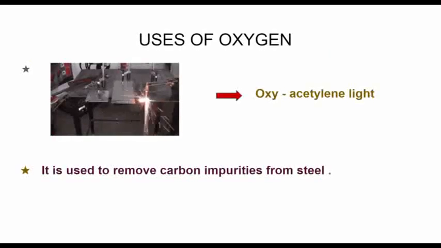Next, see what are the uses of oxygen. Oxygen is used in oxyacetylene torches. The oxyacetylene torch is used for cutting and welding metals. It is used to remove carbon impurities from steel.